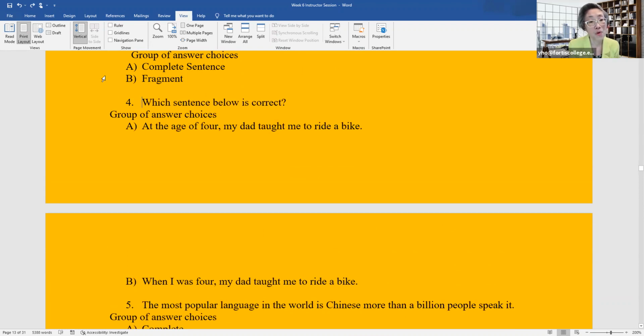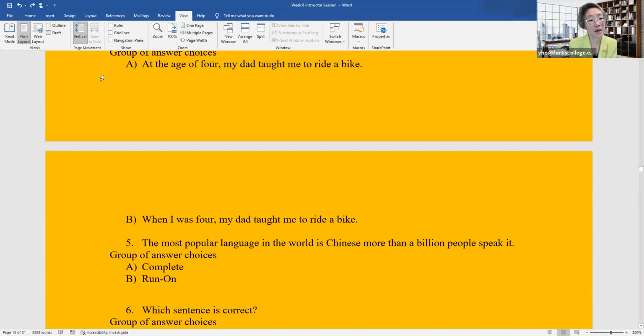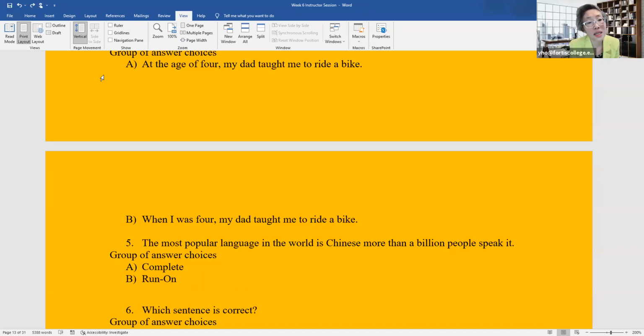So which sentence below is correct? A, at the age of 4, my dad taught me to ride a bike. Or B, when I was 4, my dad taught me to ride a bike? Which one is correct? Now, structurally, they're both correct. It's the meaning that's wrong.